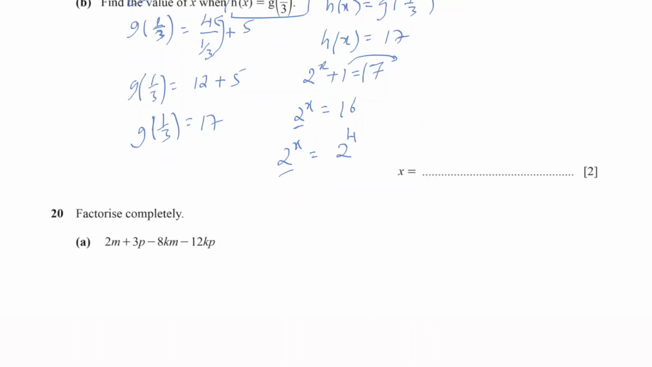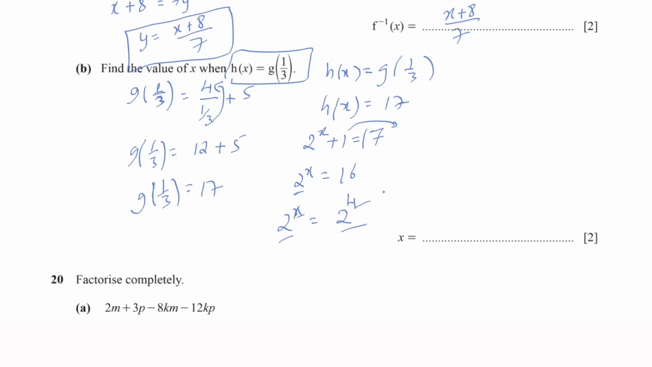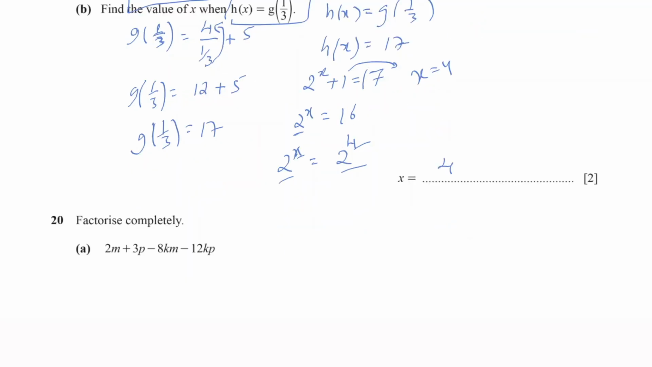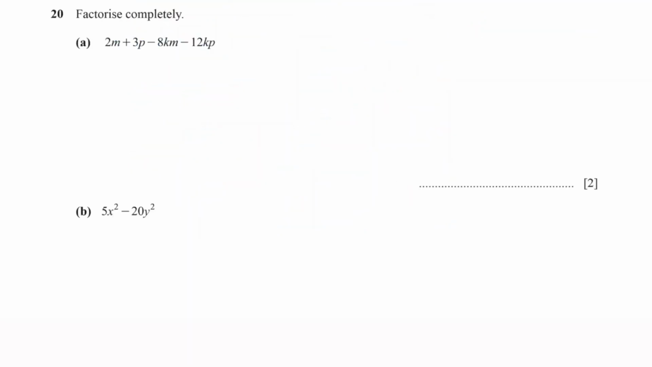Now the base becomes the same on both the right hand side and left side. Now the x value will be equal to 4, because the powers will also be equal to each other. So x will be equal to 4 here. Hope you understand this question. Let's move. Question number 20.